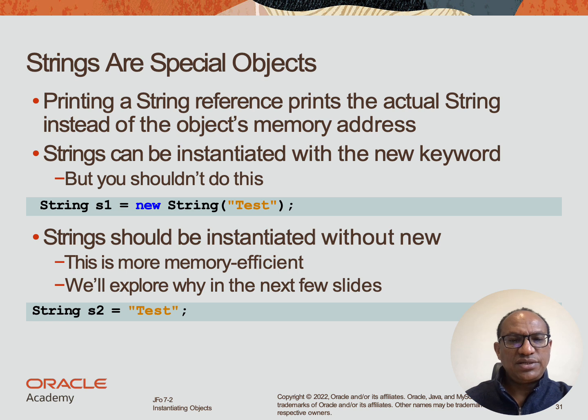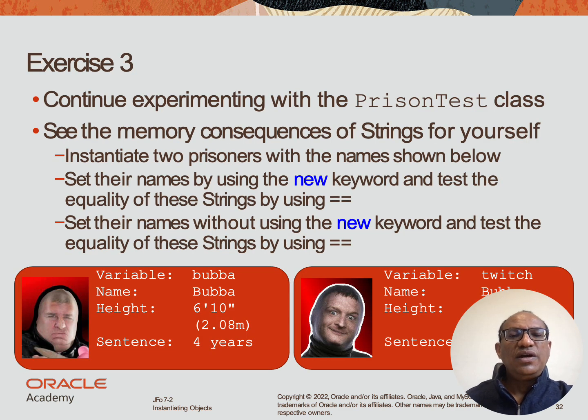Now let's talk strings, which are special. When you create a string like this, String s = "test", Java reuses that object if the same string already exists. But if you use new, you force it to create a brand new one. In exercise 3, try both approaches in your project. Set names using new String("baba"), then try with just "baba". Use the double equal sign to compare both times. You'll see different behaviors.